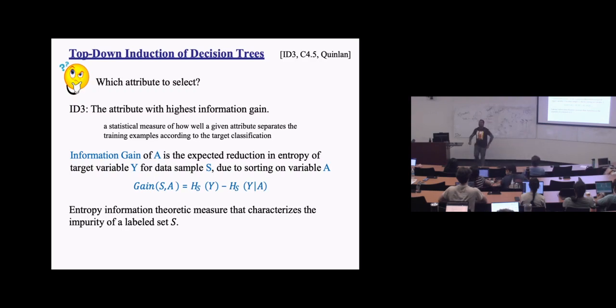Yes? Does the decision tree ever end if the uncertainty is never zero? It never ends. Very good question. If there are conflicting examples, it never ends. You cannot reach purity. Good question. And we'll see what to do there.